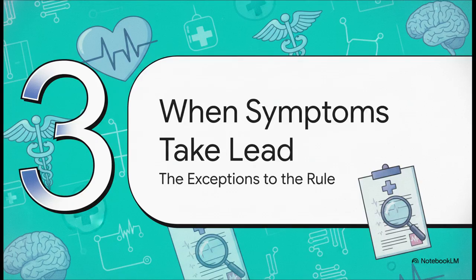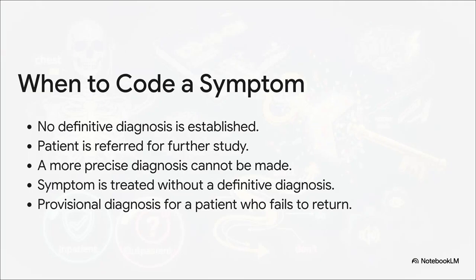Okay, so you've just mastered the golden rule of when not to code a symptom. So naturally, the next step is to learn all the times you're supposed to break that rule. Because yes, there are very specific, very testable situations where the symptom code isn't just okay to use. It's actually required as the main diagnosis. So when does the symptom get to be the star of the show? Well, it's pretty simple actually.